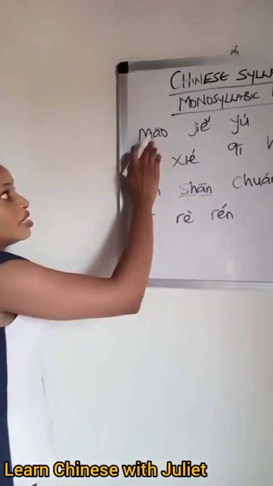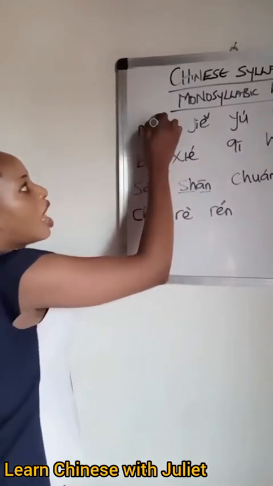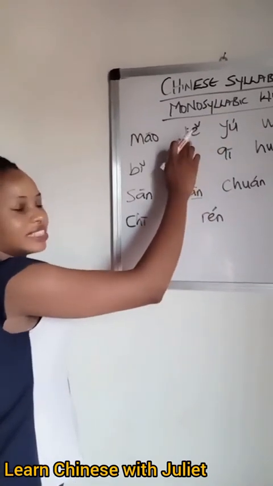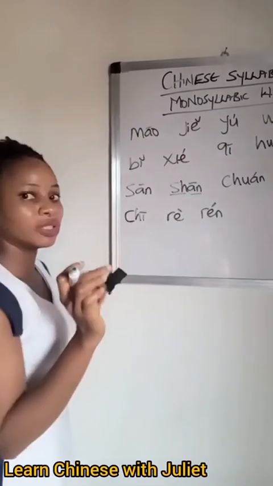I don't think I said what this thing means. Now this is mao. This is cat. This is jie, elder sister. An elder sister. I hope I'm understood.